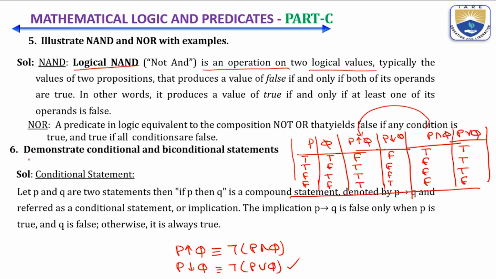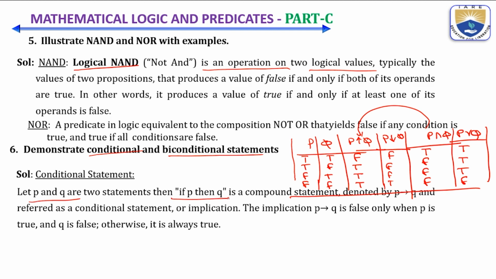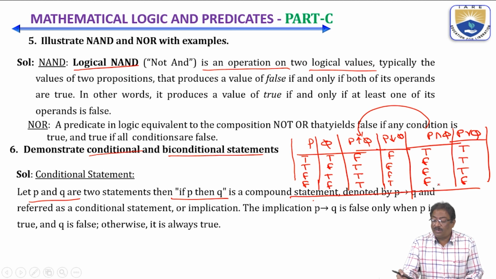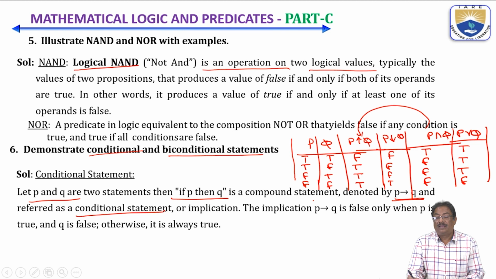Now let us go for the another one. Demonstrate the conditional and biconditional statements. Whenever I consider a conditional and biconditional statement, already we just saw that if P and Q are two statements, if P then Q, then it is nothing but a compound statement. Why are we calling it a compound statement? It is made up of two statements, P and Q. So it is a compound. Then it is denoted as if P then Q, and it is referred to as a conditional statement or implication.